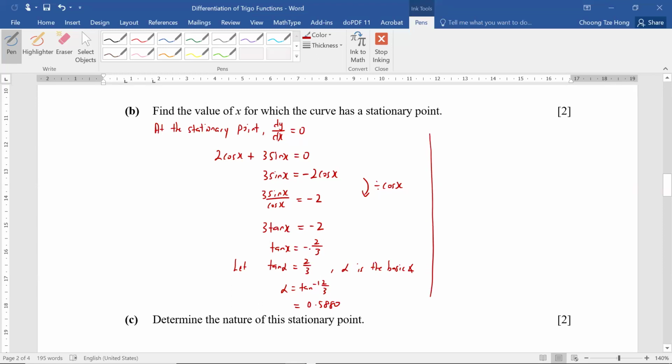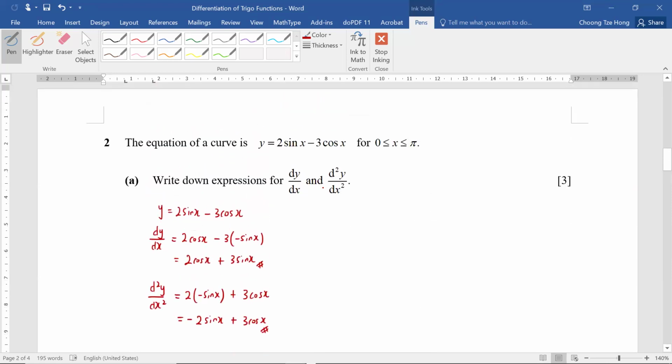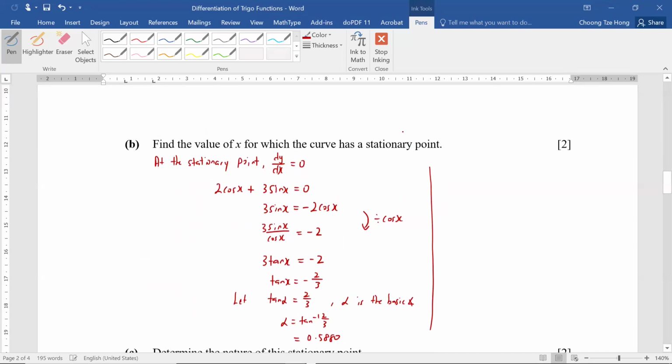Now we need to search the quadrant. Tangent is negative, so we will search the second and fourth quadrants, using ASTC. But if you look at the range, they only want us to search from 0 to pi, which is the first and second quadrants only. So for x, we will just get one answer, in the second quadrant. If the basic angle alpha is in the second quadrant, then the general angle will be pi minus alpha.